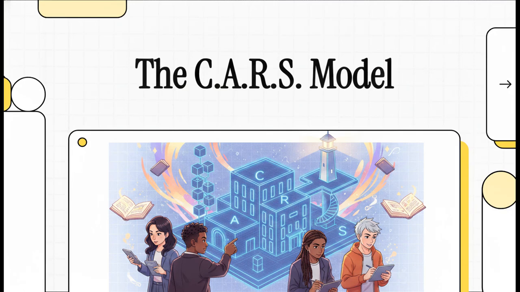Welcome to this explainer. Today we are tackling what is honestly one of the most notoriously intimidating parts of the whole academic process. Yep, writing the introduction. If you've ever struggled to get a research paper off the ground, well, you're in the right place. We're going to explore the CARS model. It's essentially the ultimate architectural blueprint for conquering academic writing and setting up your research for absolute success.